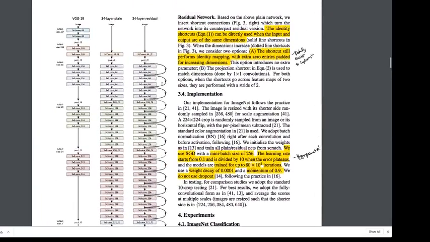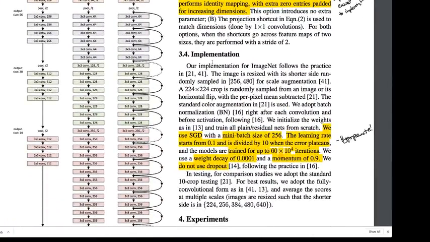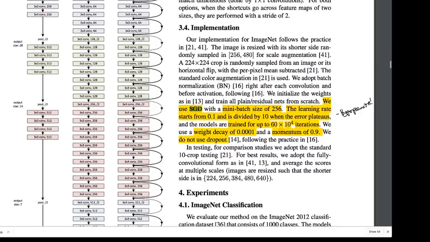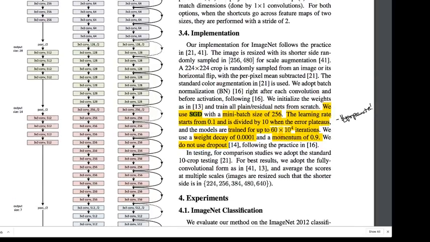In every paper, if they're nice, they'll have an implementation section talking about what hyperparameters they used so that you could go and replicate the results. You see that they're using stochastic gradient descent. They're using a mini batch size of 256. They have a learning rate that starts at 0.1 and is divided by 10 when the error plateaus, so they're doing some learning rate decay here. And then they're training it for a ton of iterations. They have some weight decay. They're using momentum 0.9. They don't use dropout. So these are all things just so people could go back and implement this from scratch themselves.